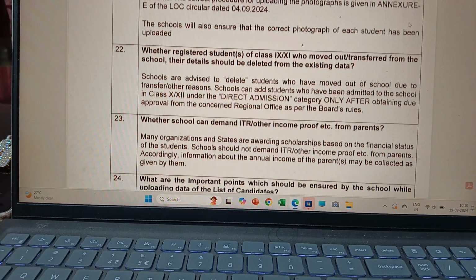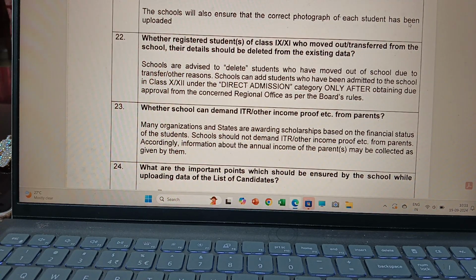22nd question. Whether registered students of class 9 and 11 who moved out or transferred from the school, their details should be deleted from the existing data. Schools are advised to delete students who have moved out of the school due to transfer or other reason. Schools can add students who have been admitted to the school in class 10 and 12 under the direct admission category only after obtaining due approval from the concerned regional office as per the board's rule. So they should get the permission for the direct admission category after getting approval from the regional office.